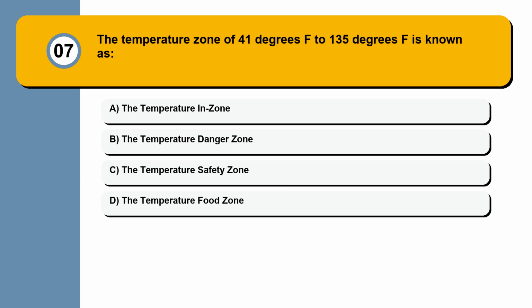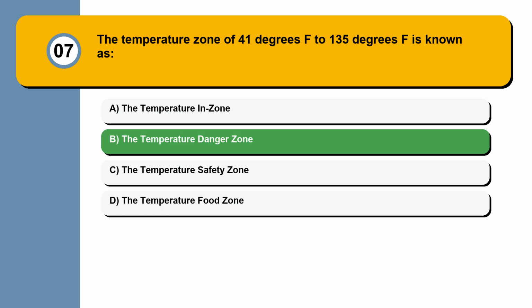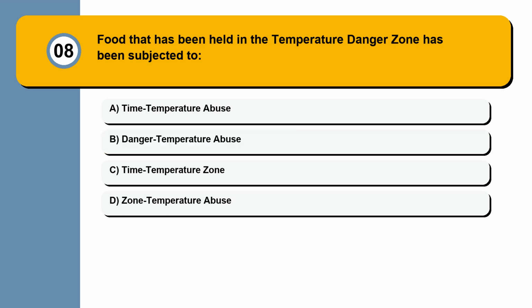Question 7. The temperature zone of 41 degrees Fahrenheit to 135 degrees Fahrenheit is known as the temperature interzone, the temperature danger zone, the temperature safety zone, the temperature food zone. Question 8. Food that has been held in the temperature danger zone has been subjected to time temperature abuse, danger temperature abuse, time temperature zone, or temperature abuse.